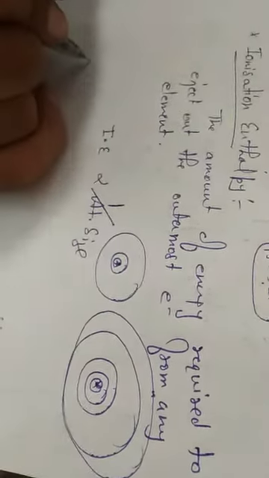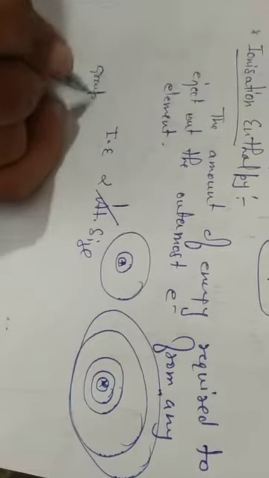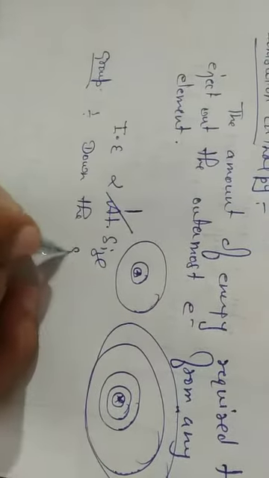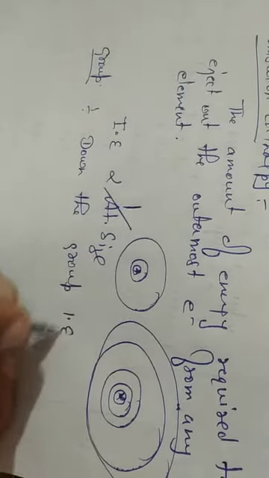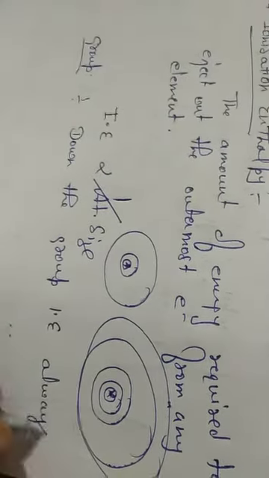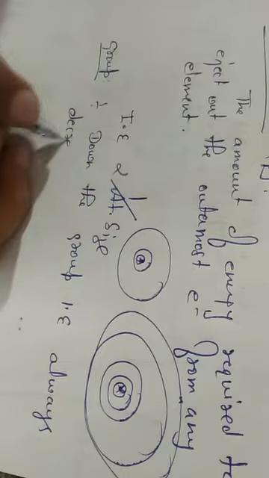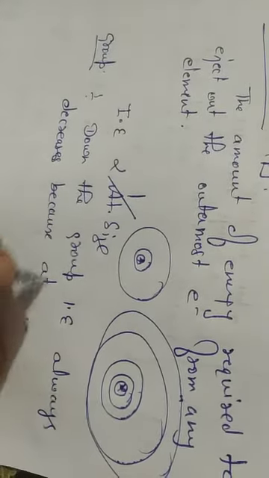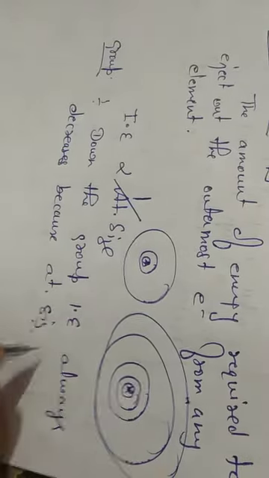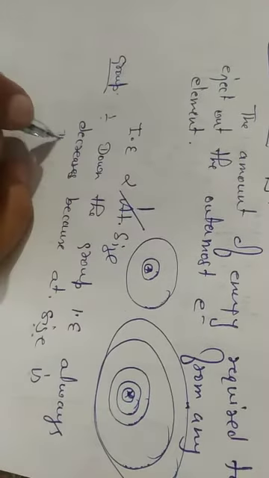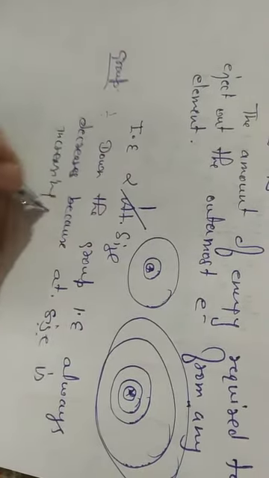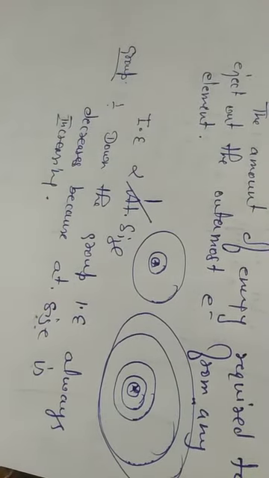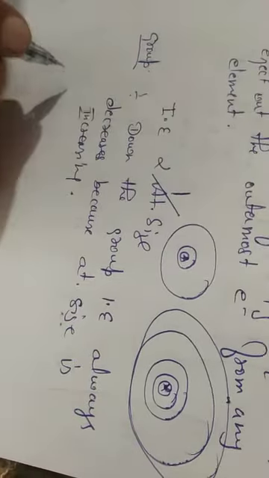So if you talk about the group, the trend will be: down the group, ionization enthalpy always decreases because atomic size is increasing. And you know very well why atomic size is increasing down the group.